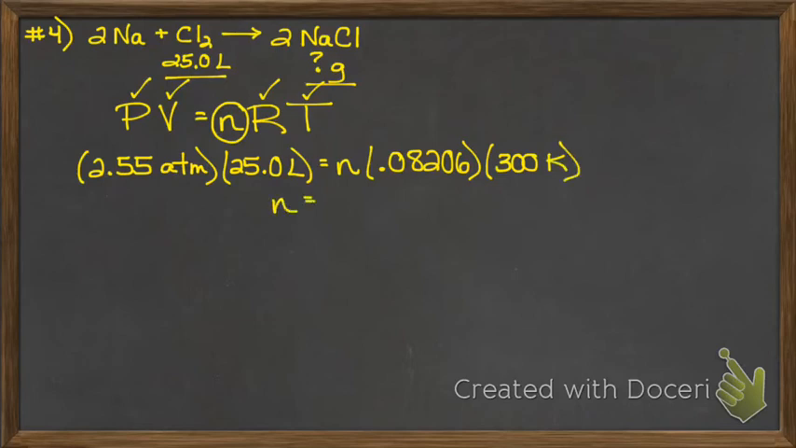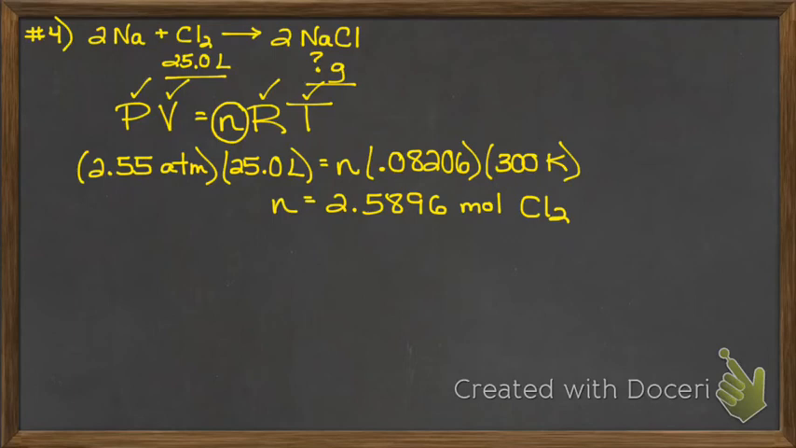So let's solve for n. 2.55 times 25 divided by that. Okay, and I'm not going to round too much because, again, this is not my final answer. I'm going to get 2.5896. Now, what is that? That's moles of Cl2. Okay, now come back to the original problem.